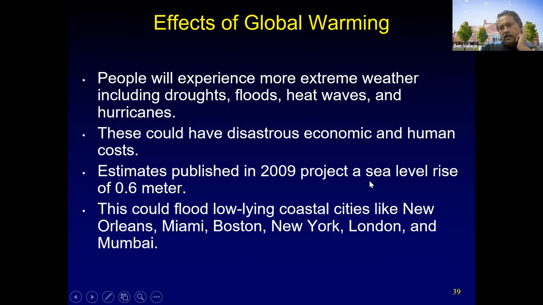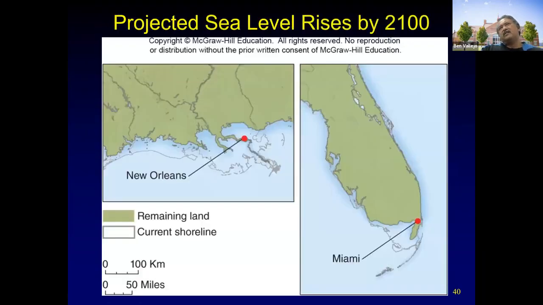Look at this one though, sea level rise of 0.6 meters. What is that? That's about 2 feet. So low-lying coastal cities like New Orleans, Miami could be affected. If you look at the elevation in New Orleans, a lot of it's under the sea level, average like around 6, which is what we said.